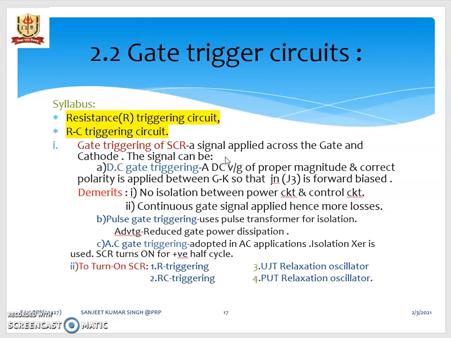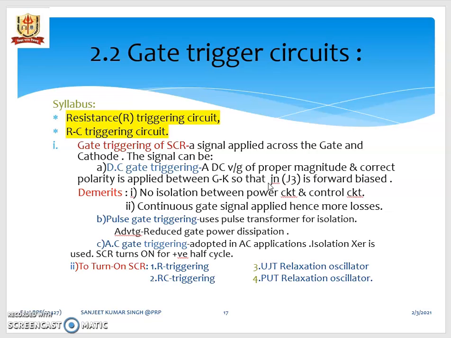where a signal voltage is applied across the gate cathode, and this signal can be obtained from DC source or pulse gate triggering or AC gate triggering. So, in DC, voltage of proper magnitude and correct polarity is applied between gate and cathode, so that junction J3 is forward biased. There are drawbacks of this method, that is no isolation between power circuit and control circuit.